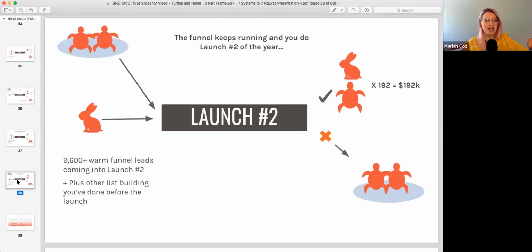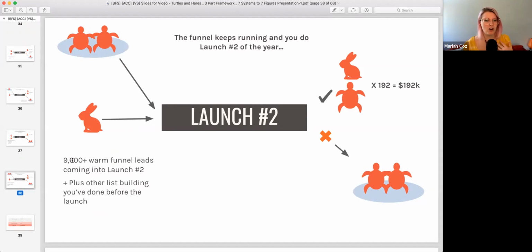So that by the time you go into launch number 2 of the year, right? This is like your funnel has been running all year. You're going into launch number 2. Maybe you launch in the fall or in the winter of this year. And then by this time, you have an even bigger turtle pond full of warm leads that are going into launch number 2. Plus you have all the hares that are going into launch number 2 as well, who are finding you through your launch promotion.